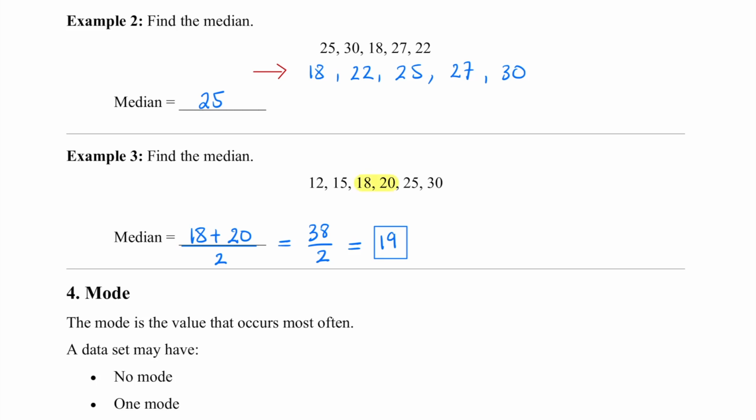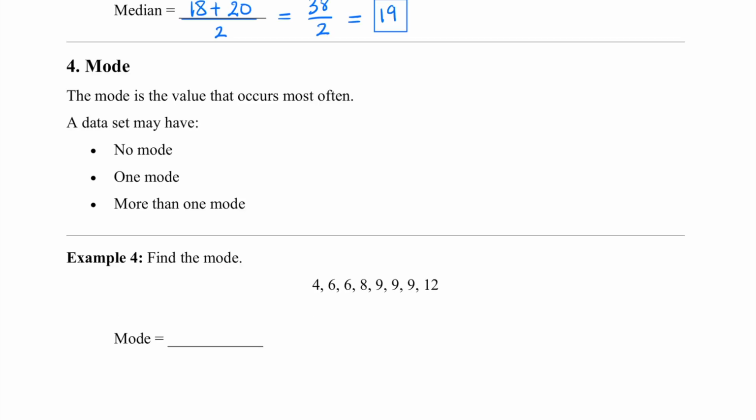Now, let's discuss an important property of the median. The median is right here. It divides the data into 2 halves. At least half of the observations are less than or equal to the median, and at least half of the observations are greater than or equal to the median. That's why the median is often called the middle value.